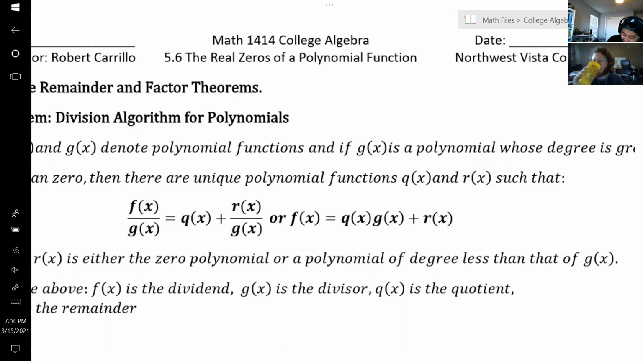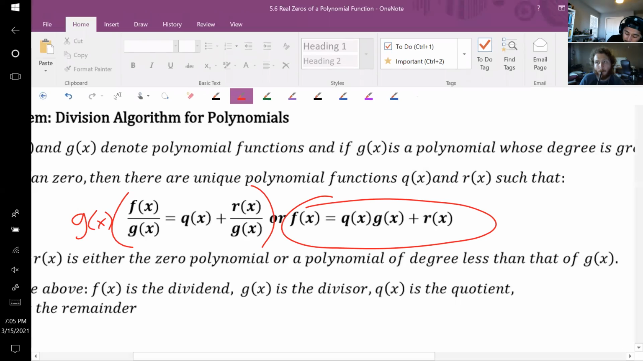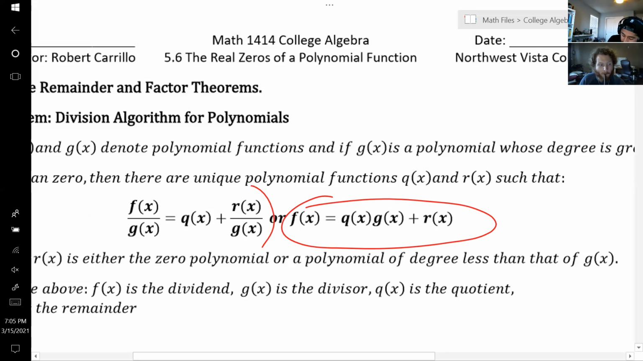Great. All right. So like I said, if you wanted to change up the division algorithm, then you would multiply everything by g of x and end up with this new algorithm. F of x equals the quotient times the divisor plus the remainder. All right. And that's all going to come in handy when we start breaking down these polynomial functions, when we get there.